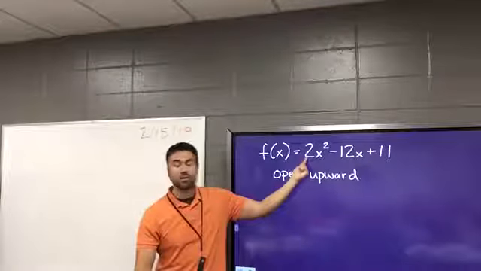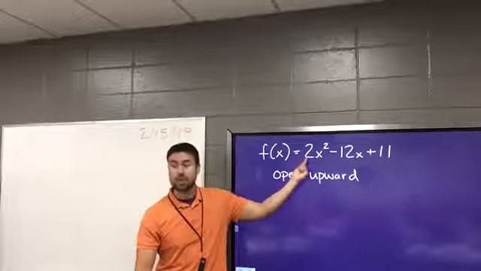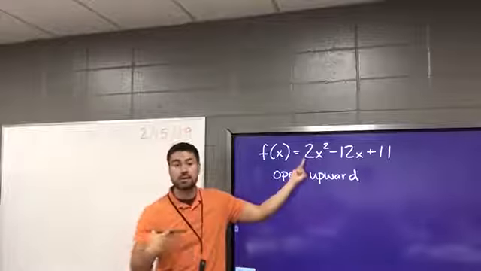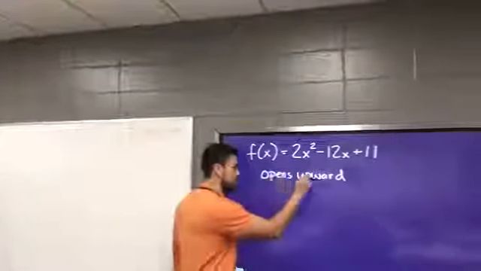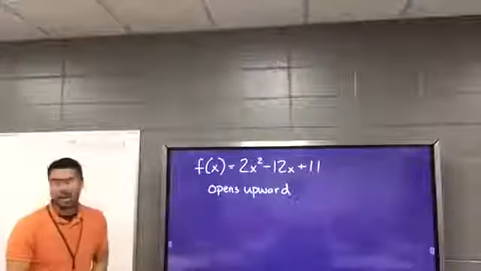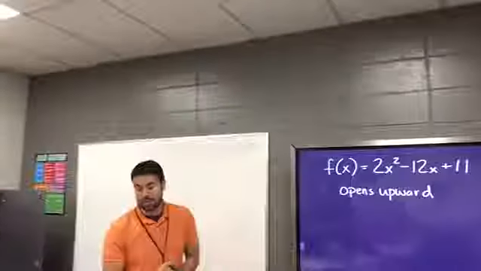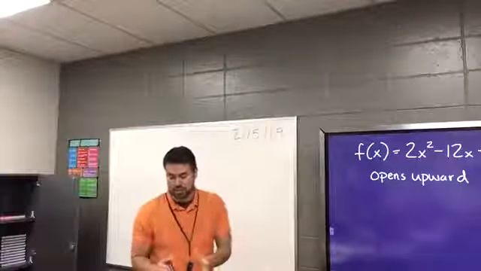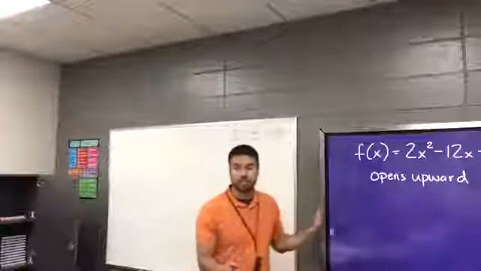So the a value is 2, and 2 is greater than 0. Or you could say 2 is a positive number, opens upward. Good. Okay, now what I want us to do, and this is going to be tough because this is our first time actually sketching one out, is we're going to sketch a parabola.